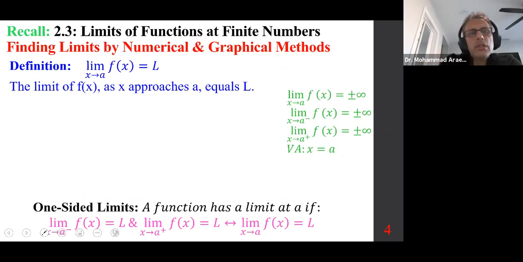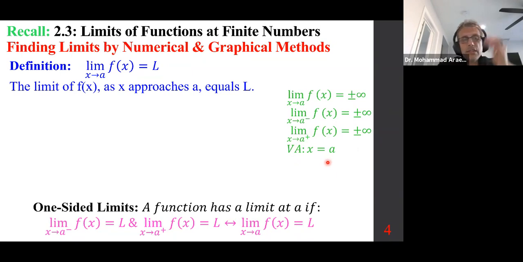Okay, so let's quickly recap. The definition of a limit of f of x as x approaches a equals L means when x gets closer and closer to a, what happens to the y coordinate? That's the idea behind limits. As far as vertical asymptotes, if x approaches a from any side, and the limit blows up to infinity or negative infinity, it gives rise to the equation of a vertical asymptote, x equals a.